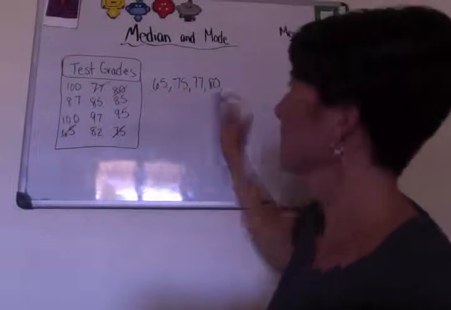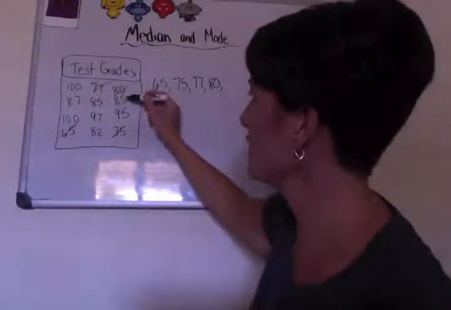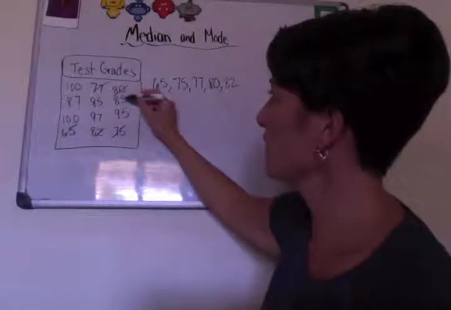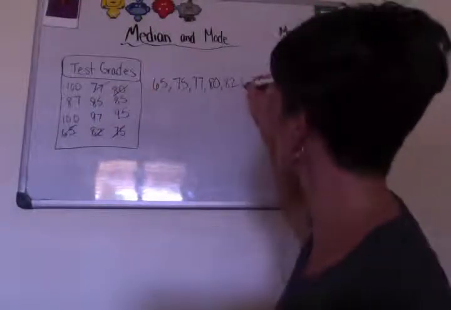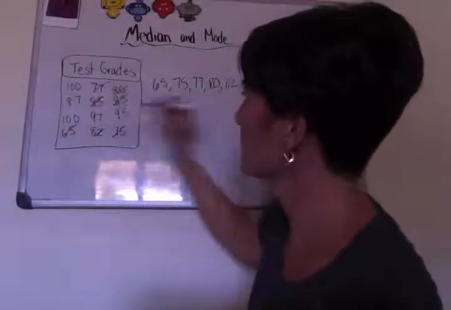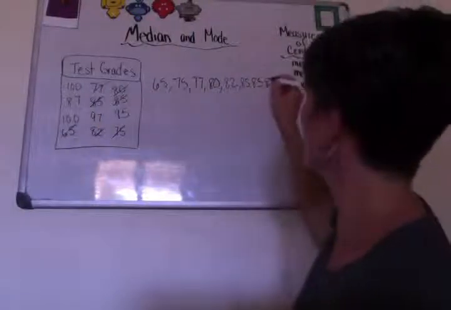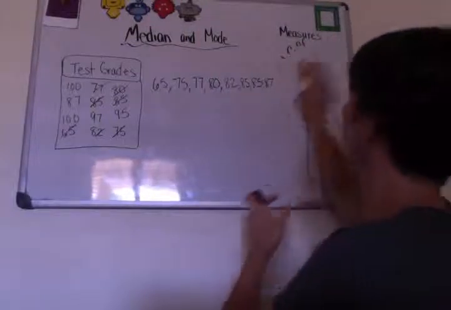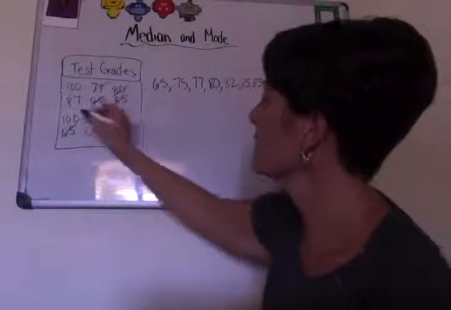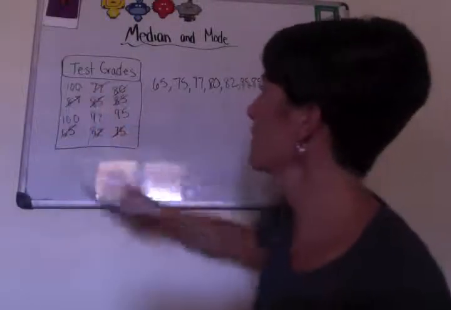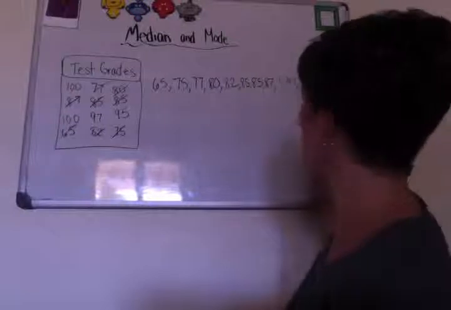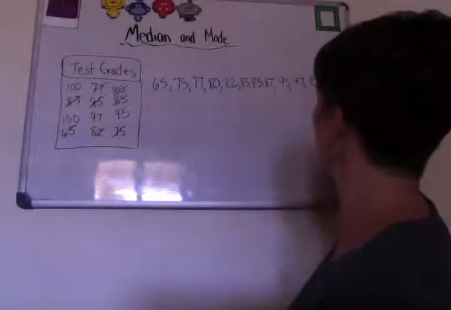There we go. All right, and then it looks like I have a couple of 80s, oh no, I got an 82. And then it looks like I have an 85 and an 85. Then it looks like I have an 87. Oh no, I'm going to have to erase my measures of center over here. An 87. And then it looks like, cross off, I have a 95, a 97, and two 100s.